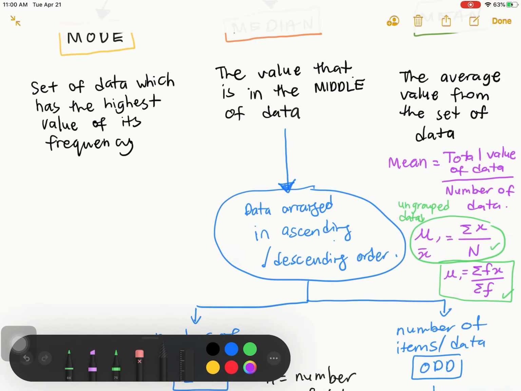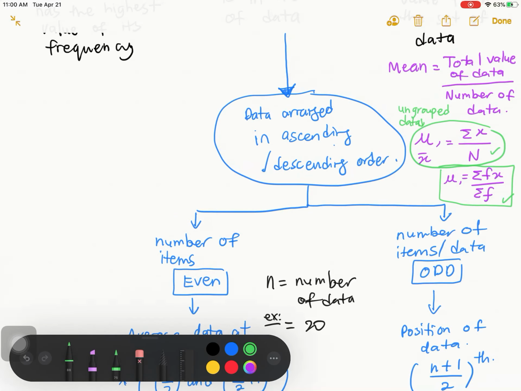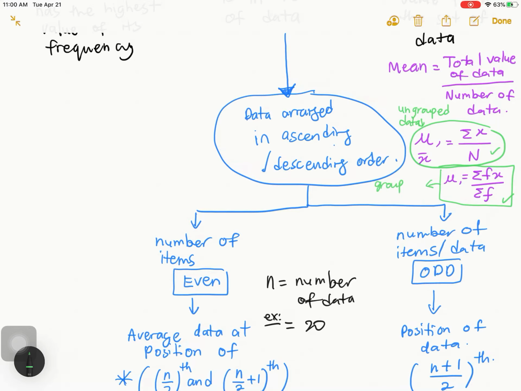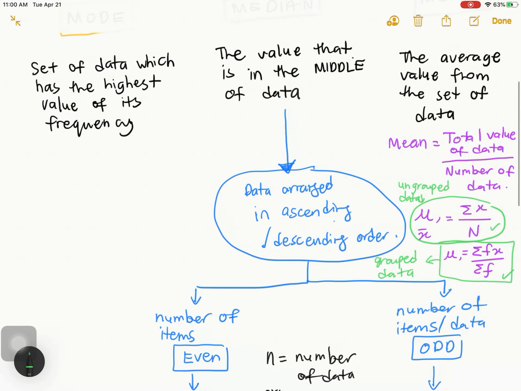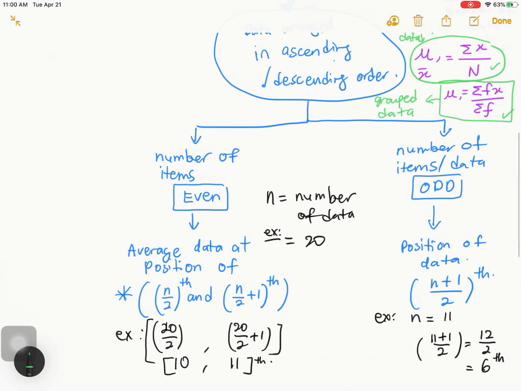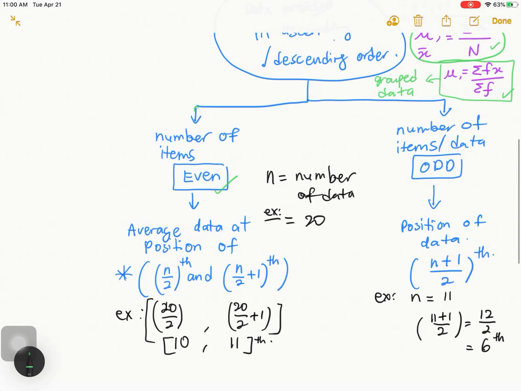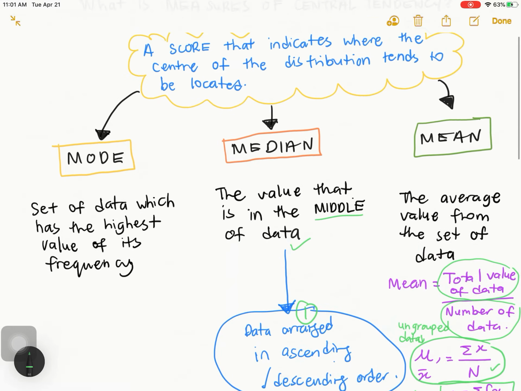And this one is for grouped data. I repeat one more time. To find the median, the value must be in the middle of the data, so the data must be arranged first in ascending or descending order. If the number of data is even, you have to find the position at two places. If it is odd, you just need to find one position only. For the mean, here's the formula: the total value of data divided by the number of data.